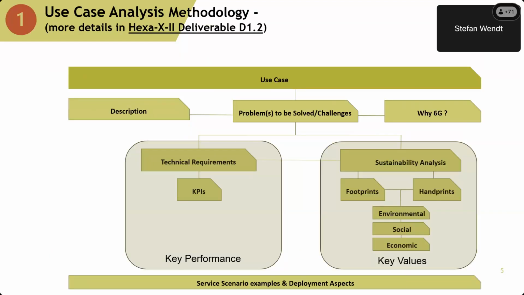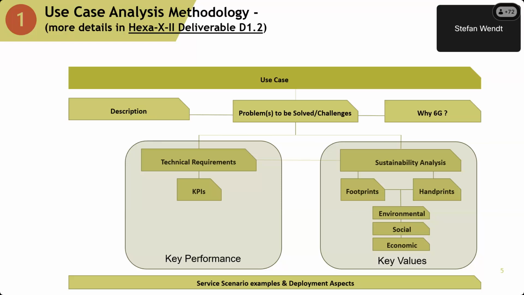So from the use case side, for sure, we need the description and the problems to solve, but also, since we're on 6G, why do we need 6G here? And we have the key performance and the technical requirements, the key performance indicators. That's kind of usual business. But on the other side, this duality, here we have the key values, bringing in the sustainability analysis on the 3 pillars, which is important: environmental, social, and economic sustainability.